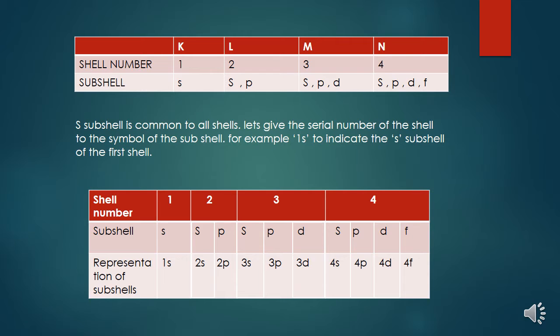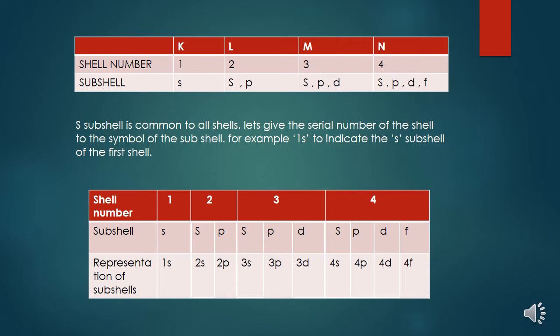Look at the first table. For the K shell, the shell number is 1, because this is the first energy level, and the subshell is S. There is only one sub-energy level for the K energy level. In the case of L, the shell number is 2, because L is the second energy level, and the subshells are S and P.